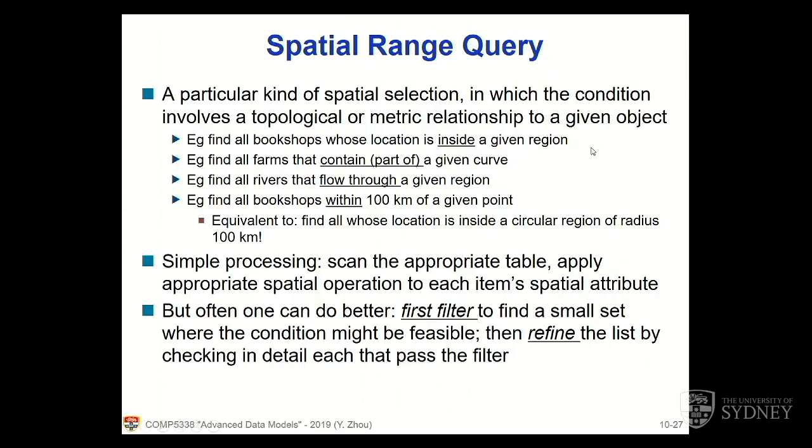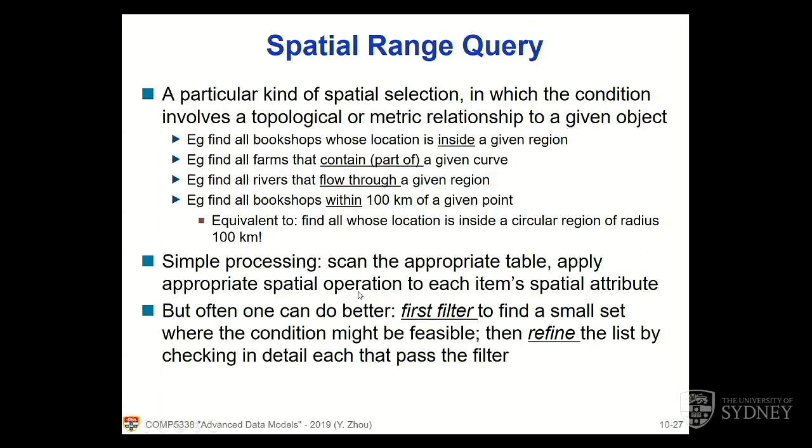So the region is like a range, and we want to find all the bookshops within it, or find all the farms that contain part of a given curve, which maybe represents a river or something, or find all the rivers that flow through a given region, or find all bookshops within 100 kilometers of a given point. So all of this involves some kind of area. That's called spatial range queries.